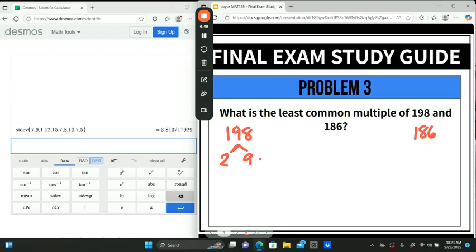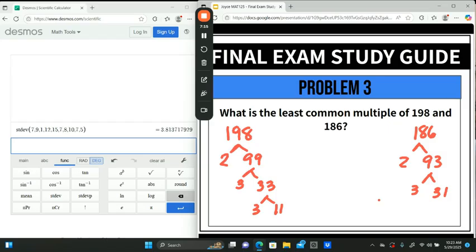2 times 99. I know that 99 is divisible by 3 and 33. And then 3 and 11. And 11 is prime, so we can stop. And then for 186, I know that it's divisible by 2 and 93. And then 93 is divisible by 3 and 31.